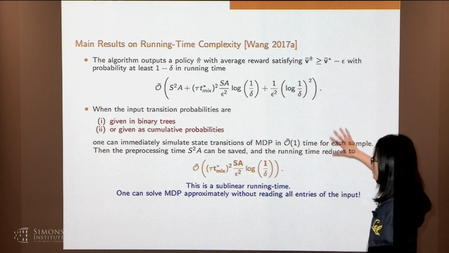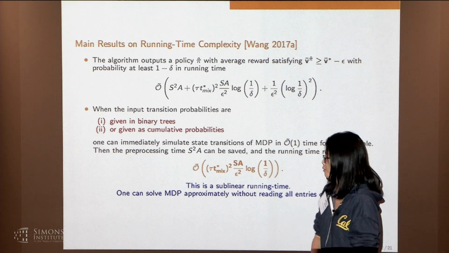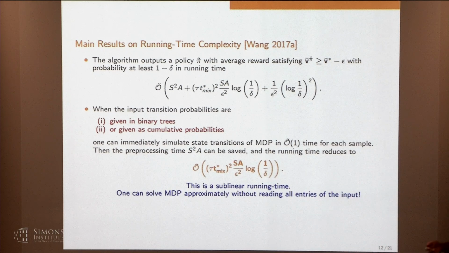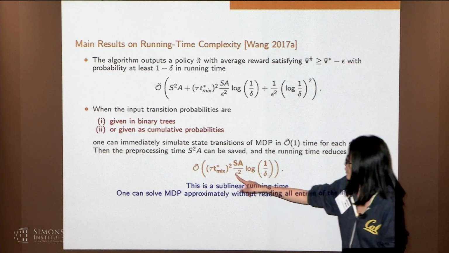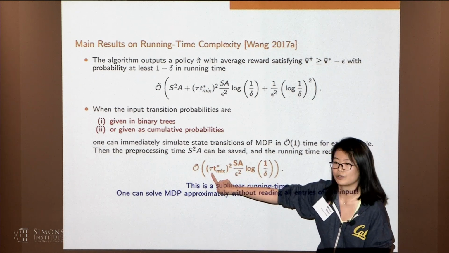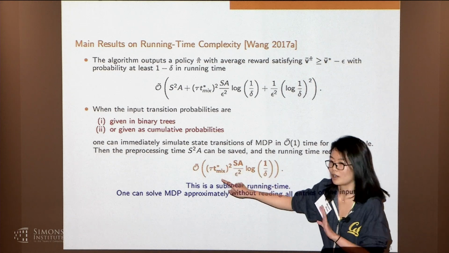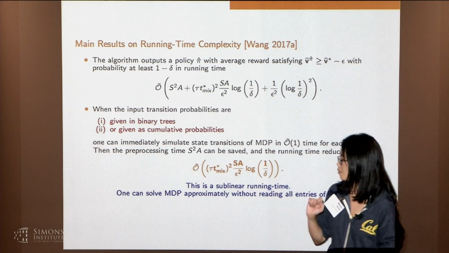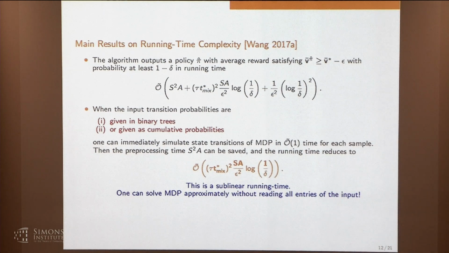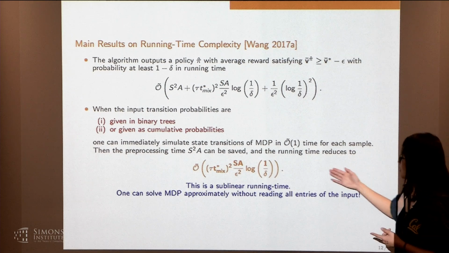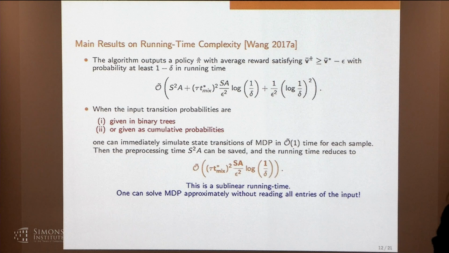Okay, so after applying all these techniques, this is the final result. We can get a sublinear runtime complexity for approximately solving average reward Markov decision process. And notice that we do have this dependence on the range of stationary distributions tau and the mixing time of the process. And I am not sure whether this part is improvable or not. But the good news is actually for large-scale MDP, this runtime could be even smaller than the size of the input. So we can approximately solve it without reading all the input bits.